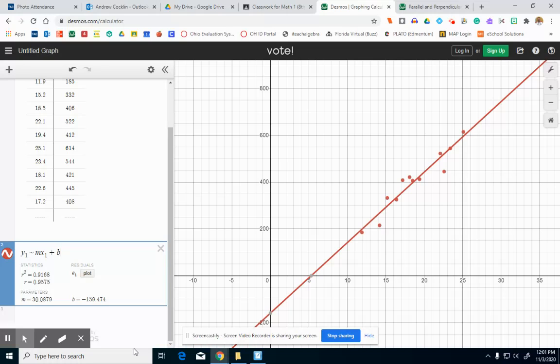I don't understand the thing on there. So it's y1 and then shift and then tilde, and then m x1, because these columns were labeled x1 and y1, and then plus shift plus b. Now your graph will look a lot better if you click this little magnifying glass. So, all right. Okay. So the best slope and y-intercept would be the 30.0879 and a y-intercept of negative 159.474. Okay? So here's what I want you to do.